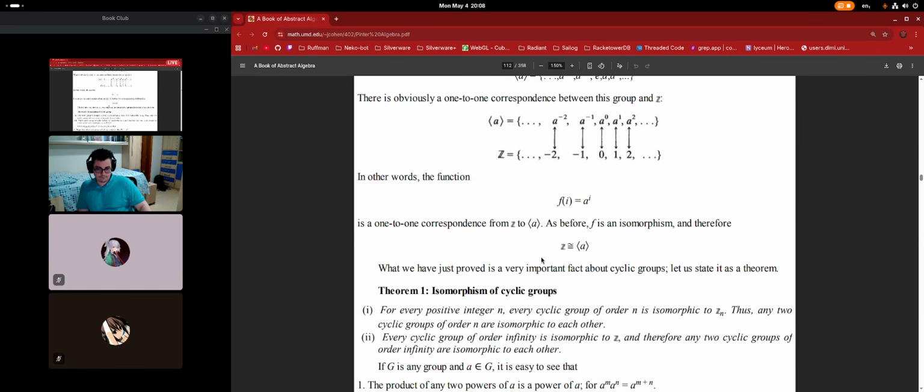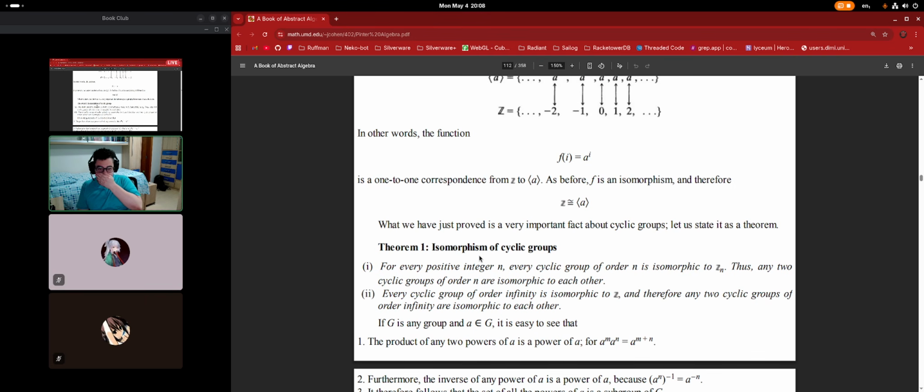Yeah, and this is cool. This theorem is very cool, partially because it is very intuitive, at least to me. For every positive integer n, every cyclic group of order n is isomorphic to the integers modulo n. Thus, any two cyclic groups of order n are isomorphic to each other. And why? Because we can always put any two groups on common ground, since you can always exploit the isomorphism to the integers. So there is an automatic bridge between any two cyclic groups of order n, of course.